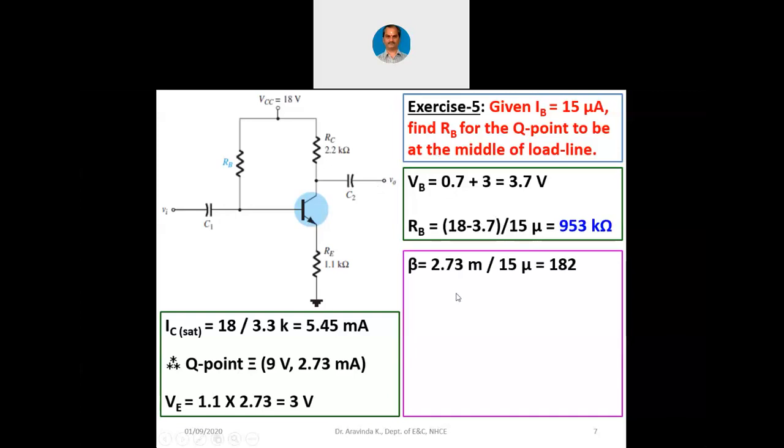Now, beta we can find out: 2.73 milliampere divided by 15 microampere. We have already found out the Q point. So, IC by IB is beta. We get beta as 182.